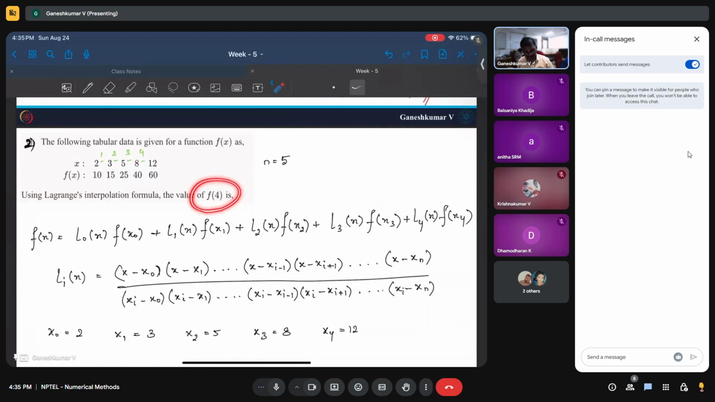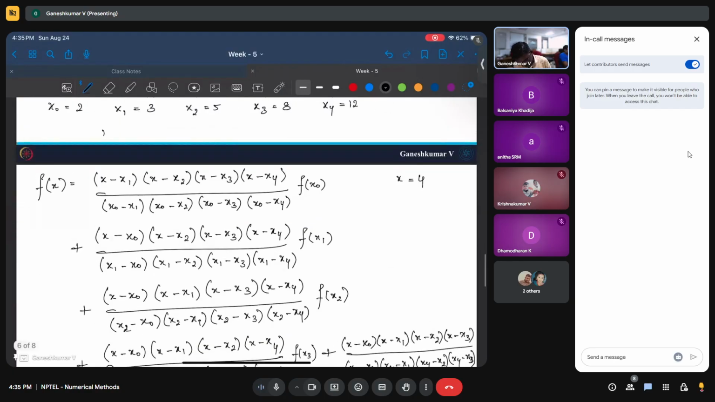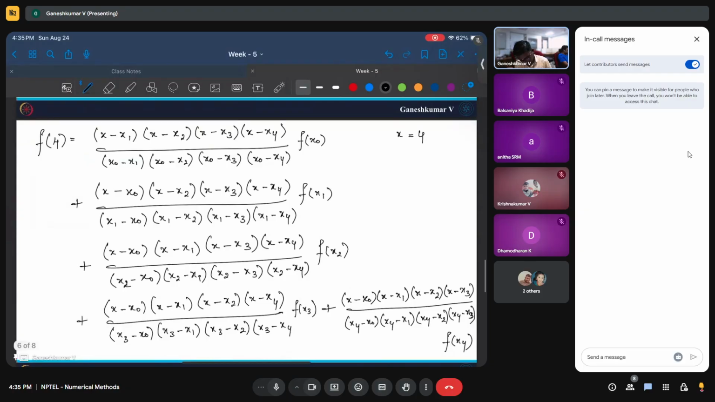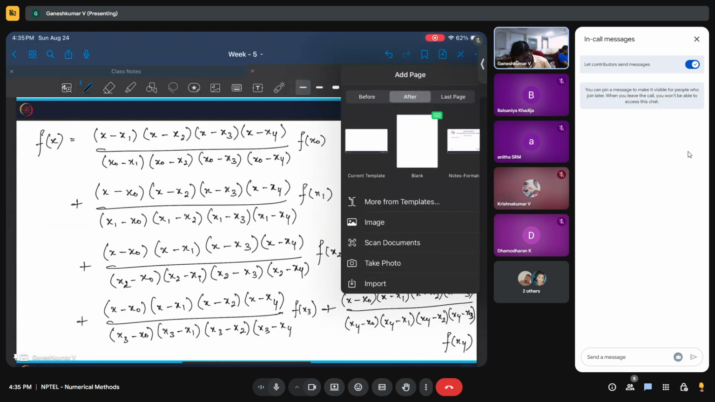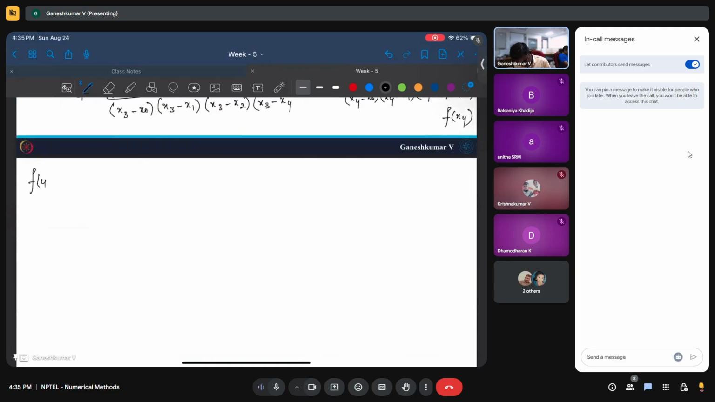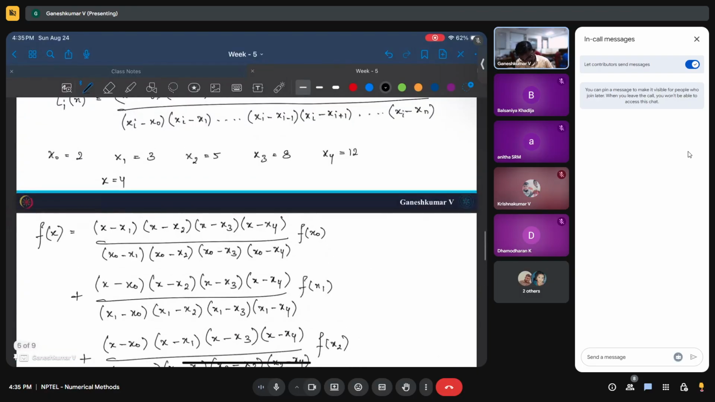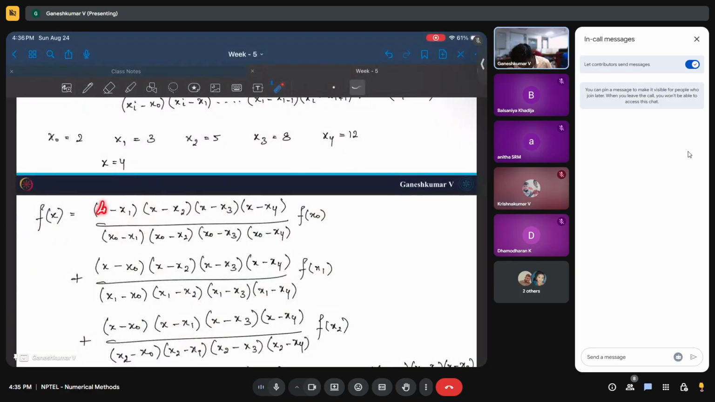Here we want to find f of 4, so we take x to be 4. Then if I substitute here, it's going to be f of 4, and you can do the same thing everywhere. Let me not disturb this; let me go to a new page. Let me write f of 4 is equal to, so if you substitute 4 here, what happens? This is 4 minus 2, 4 minus 3, 4 minus 5, 4 minus 8.